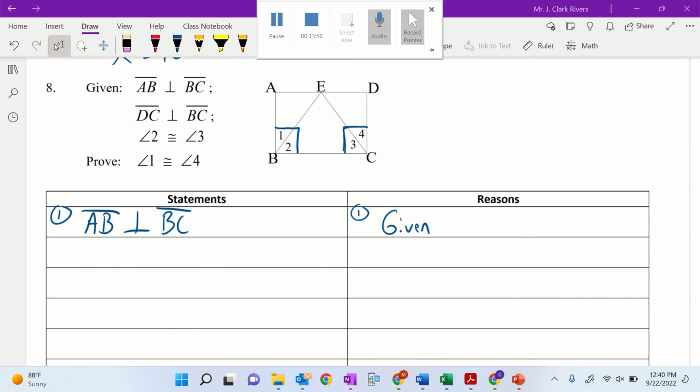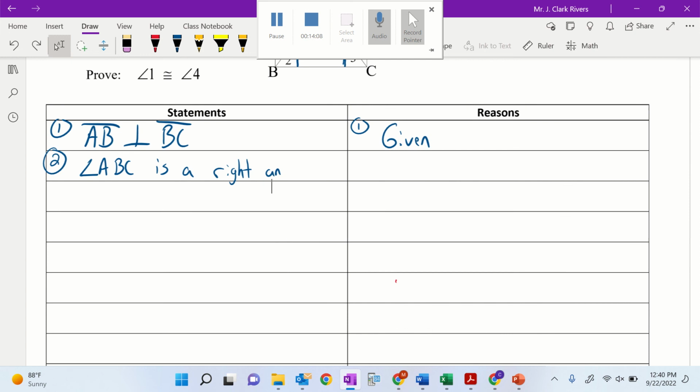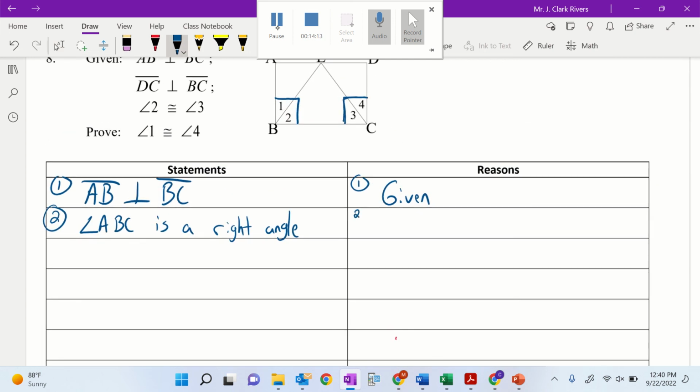First off, AB is perpendicular to BC. Let's draw a conclusion from that. We know that angle ABC is a right angle. And that reason is going to be definition of, what do you think? Remember to look up and to the left if you're ever confused. This doesn't help you 100% of the time, but it helps you a lot. It's definition of perpendicular.